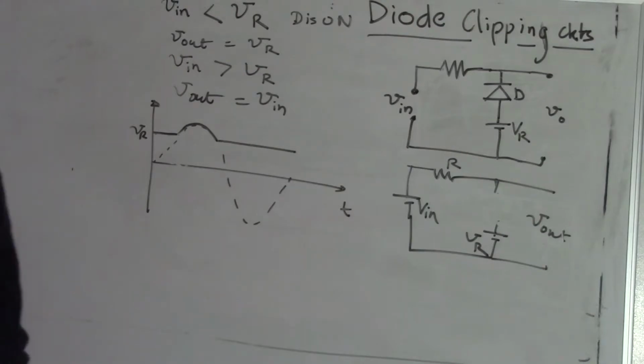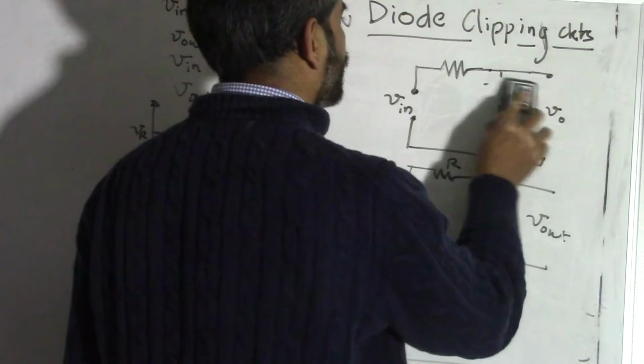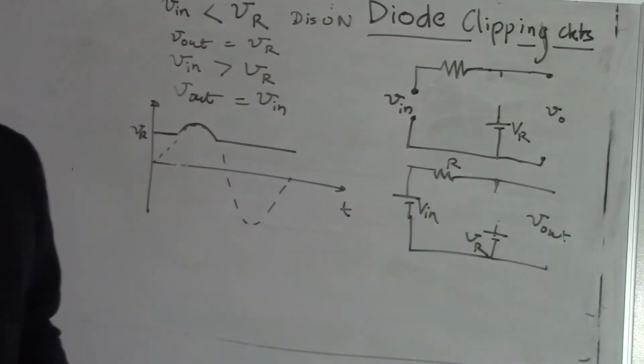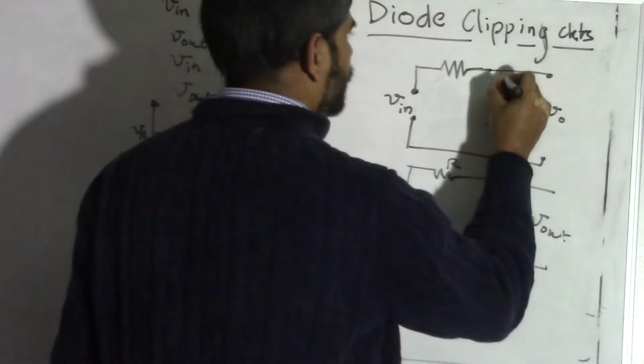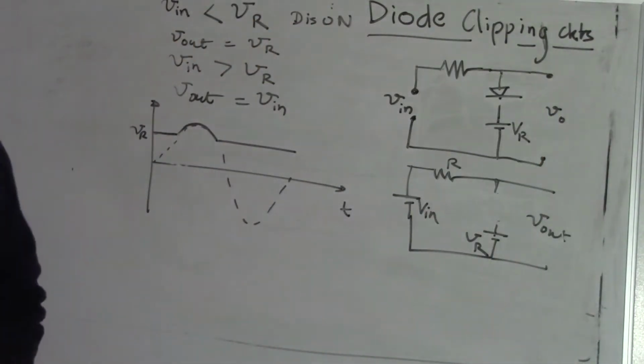And one final variation of this circuit could be if we reverse this diode D, and we will analyze this last part also very quickly.